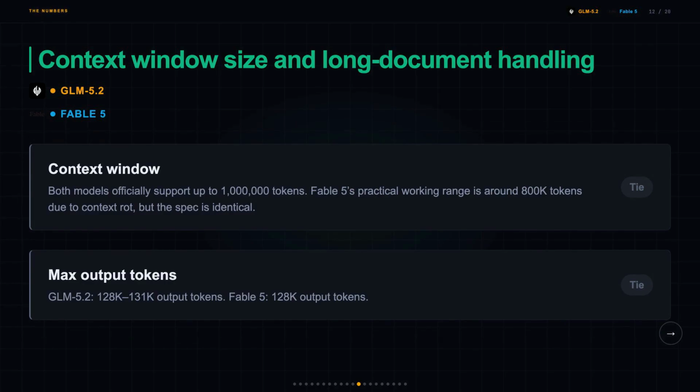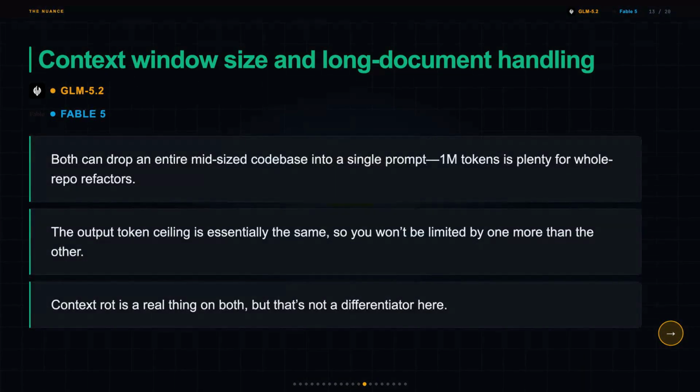The one honest caveat is that Fable 5's practical working range is closer to 800k because of context rot, but the published spec is the same for both. Now, context rot is a real thing, and it affects both models, so the on-paper tie might actually favor GLM 5.2 slightly in practice if Fable 5 degrades earlier, but we don't have hard numbers on where each model starts to slip, so I'm not going to call that.